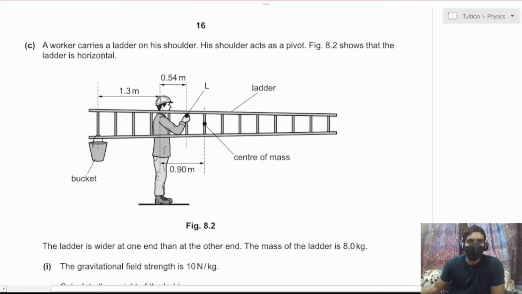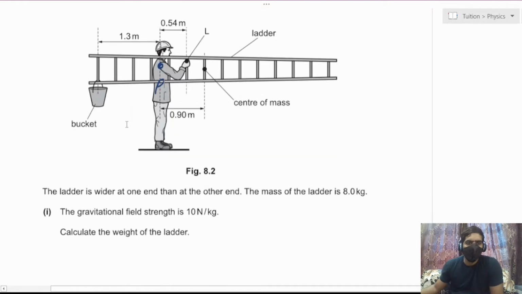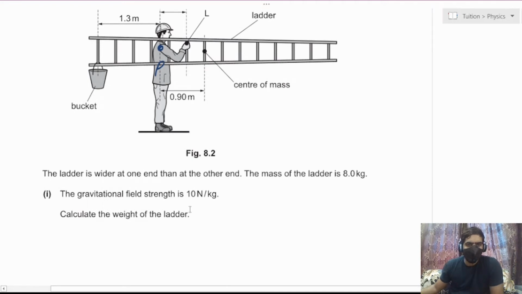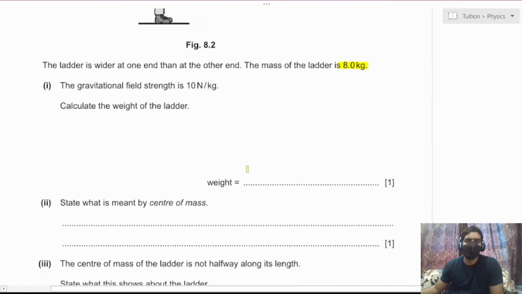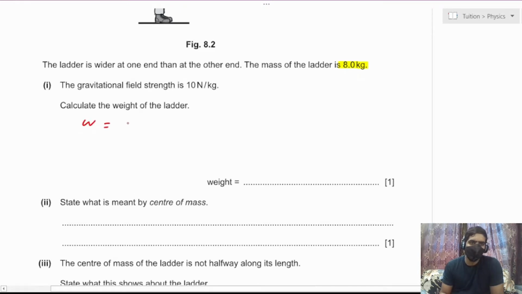Okay, a worker carries a ladder on his shoulder. His shoulder acts as a pivot. Okay, so this point is the pivot. You can write P here. All right, so first of all, the gravitational field strength is 10 Newton per kilogram. Calculate the weight of the ladder. So the mass of the ladder is already given, 8 kilograms. You need to find the weight of the ladder, right? Has to be a very easy one. We simply apply the formula W equals mg. Weight equals mass times gravitational field strength.